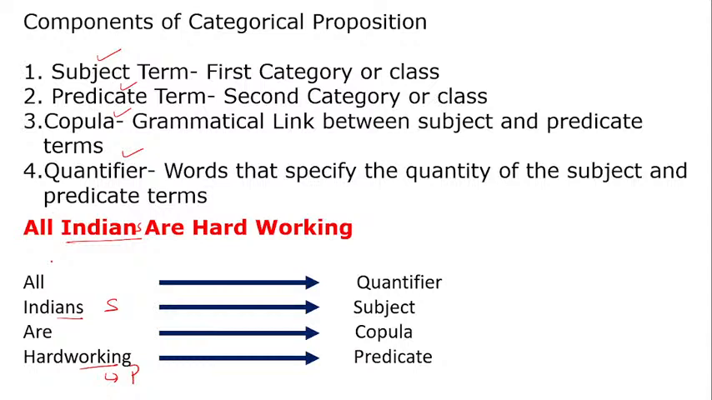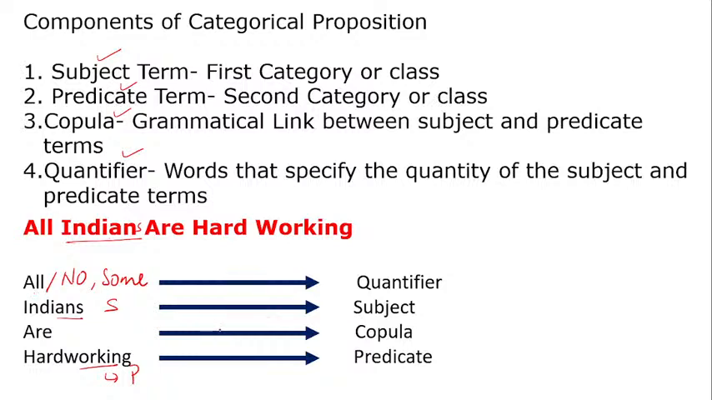Now in front of the subject, many times you might have seen all, no, some, not. All these are quantifiers, meaning they tell you about the quantity. If we are talking about Indians, what is the quantity of Indians we are talking about? We are talking about all the Indians. So all is the quantifier. It could be all, it could be no, it could be some. The quantifier tells us about the quantity of the subject. Since we are talking about all the Indians, the quantifier here is all.